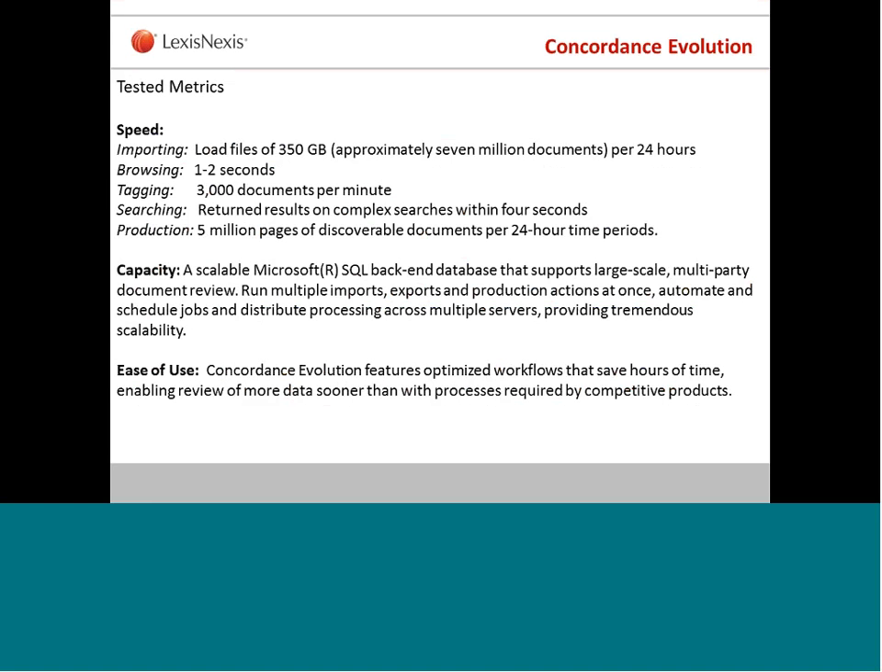A couple of things that we were really focused on when we were developing Concordance Evolution, we're looking for speed. So we're looking at very fast importing files, kind of the doc-to-doc speed as well. We're looking at capacity. So we have a scalable Microsoft SQL backend database that allows us, again, to support some of this large-scale multi-party document reviews. And then also ease of use.